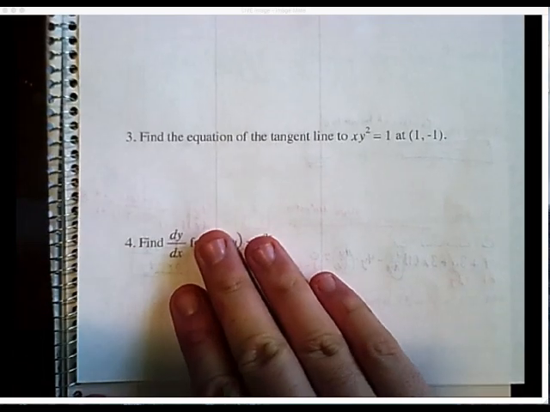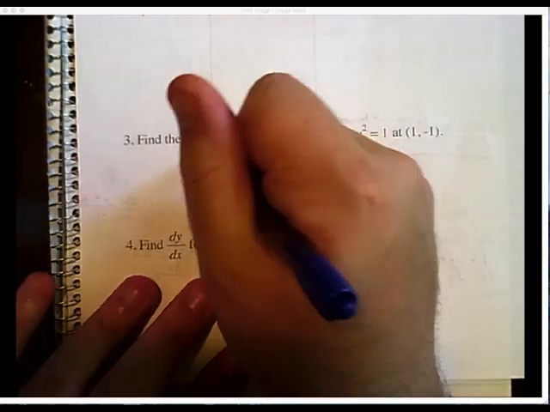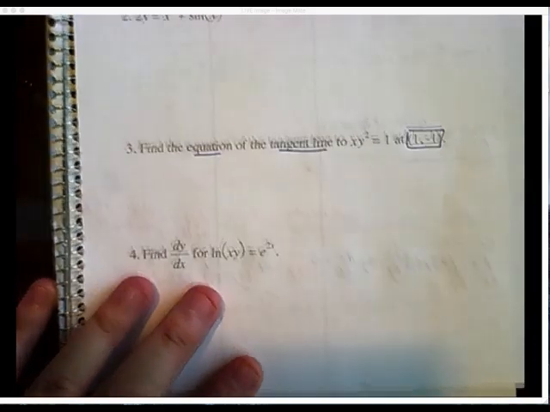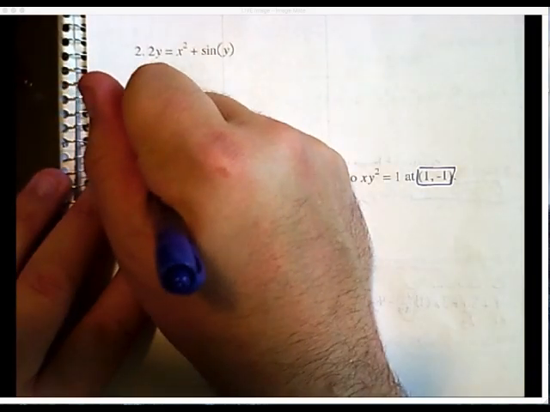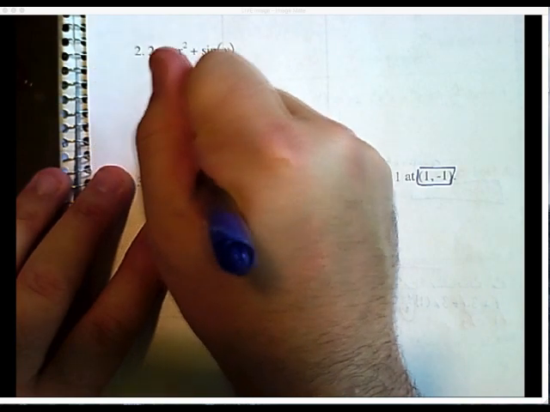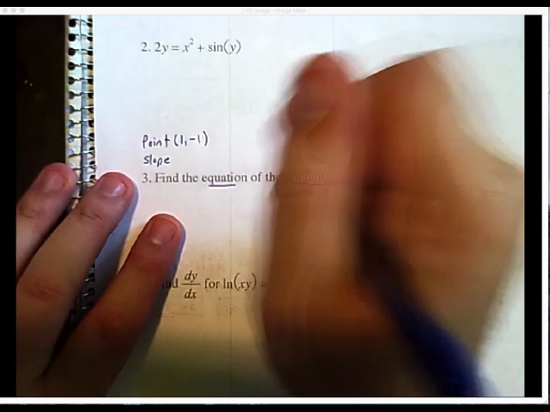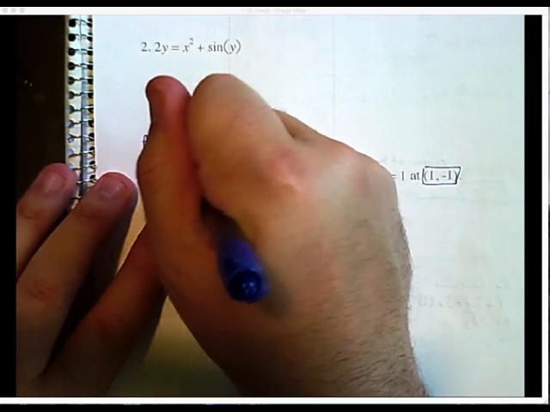All right, number 3 here, it says find the equation to the tangent line at this point. So I already know the point. The point is 1, negative 1. But to figure out the slope, that would be the derivative at that point.